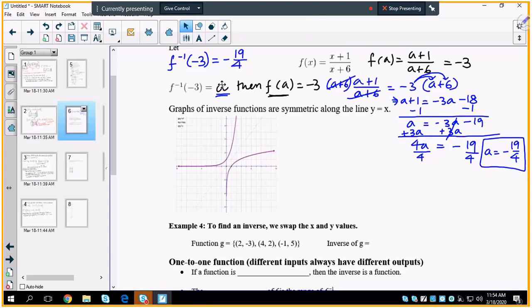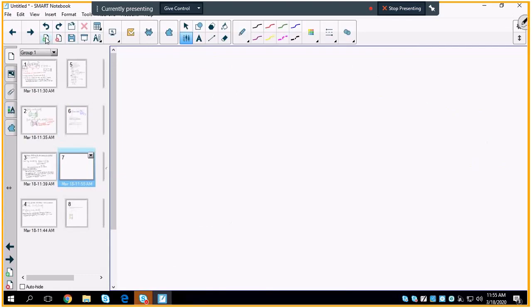You can also think of this problem in a little different way, which I'm going to do on a separate page. I have been given that f(x) is equal to x plus 1 over x plus 6. So what I can first do is find f inverse of x. How do I do that? I replace f(x) by y. So y is equal to x plus 1 over x plus 6. Step 2 is to interchange the x and y variables. So x is equal to y plus 1 over y plus 6.